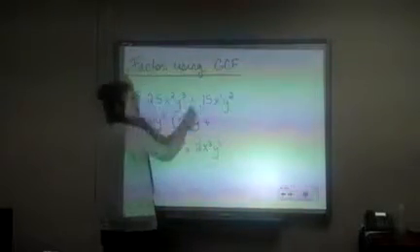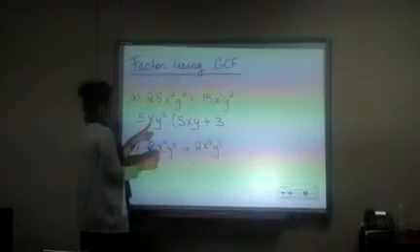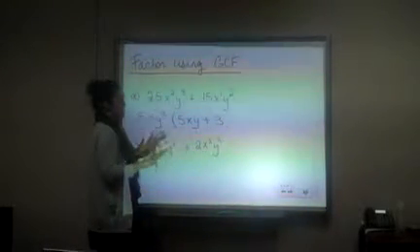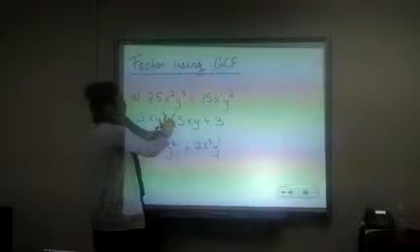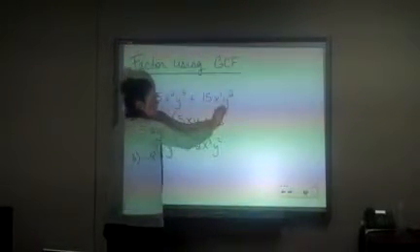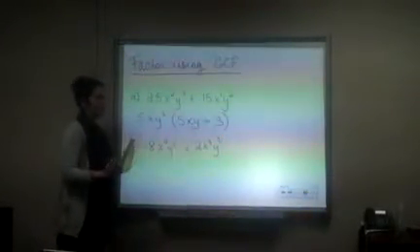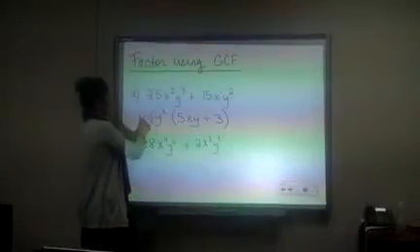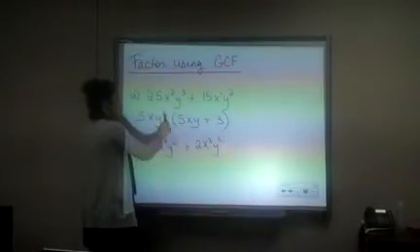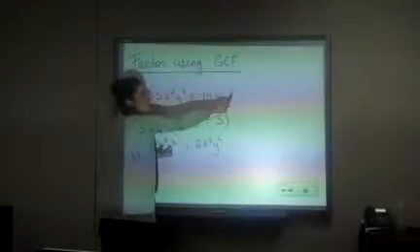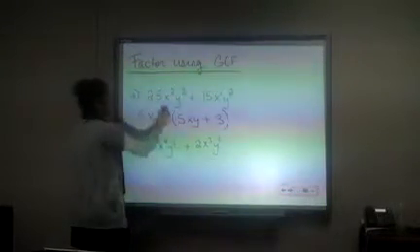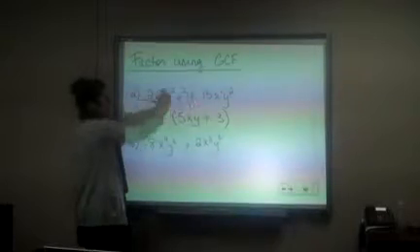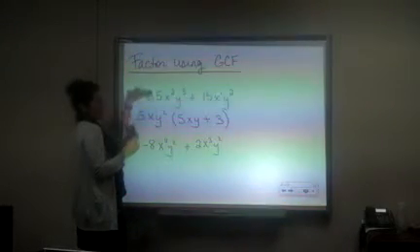So 5 times what will give me 15? 3. X times what will give me x? 1. I don't need to multiply anything else. There's no more x to be added. And y to the power of 2 times what will give me y to the power of 2? 1, which I don't have to write. Do you agree with me that this times that gives me this? Of course, 5xy squared times 3 gives me 15xy squared. So I'm all set. You can always check to make sure that your multiplication is all set. All right, and that it does give you the same answer that I started off with.